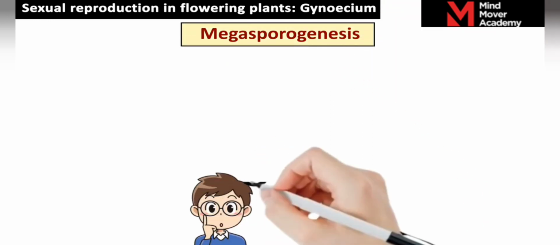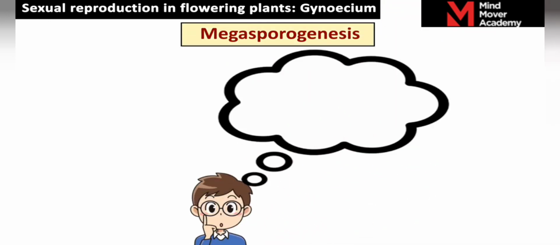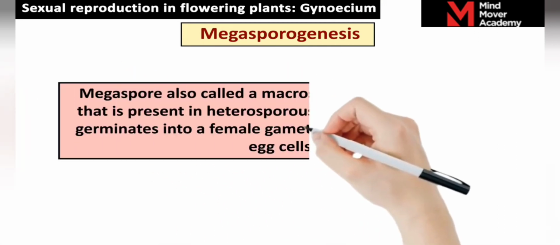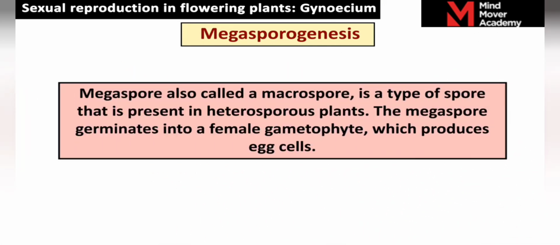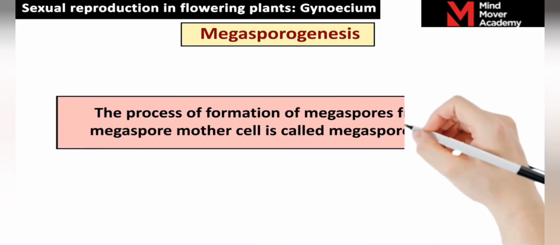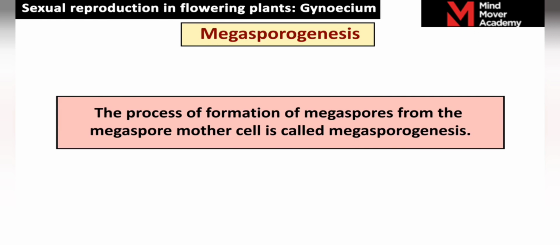Megasporogenesis. Before learning about this process, let us understand the term megaspore. Here, the megaspore, also called macrospores, is a type of spore that is present in heterosporous plants. The megaspore germinates into a female gametophyte which produces egg cells, and the process of formation of megaspores from the megaspore mother cell is called megasporogenesis.